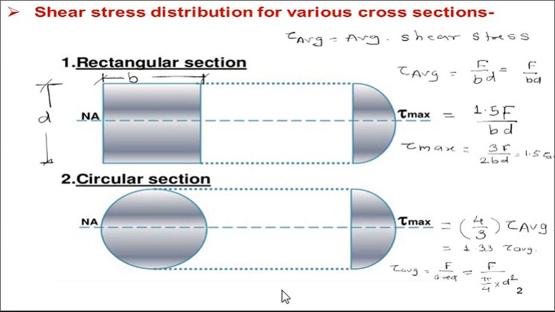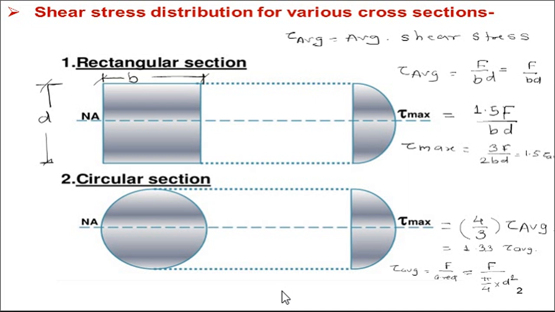From the figure you can understand that at the center, at the neutral axis, the maximum shear stress exists. And at the extreme end, there is zero shear stress. As the distance from the neutral axis increases, the shear stress decreases. At maximum y from the neutral axis, the shear stress is 0, and at the neutral axis, there is the maximum shear stress.